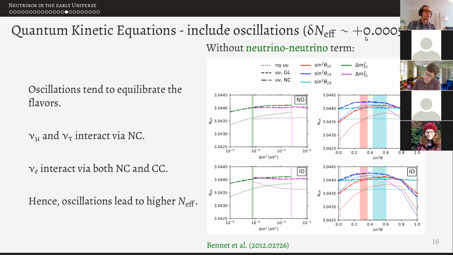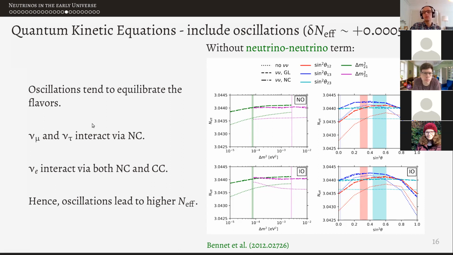The result is this: 0.3 zeros and a 5. So we are getting towards the details now. The reason that it's positive is that oscillations in general tend to equilibrate different flavors.